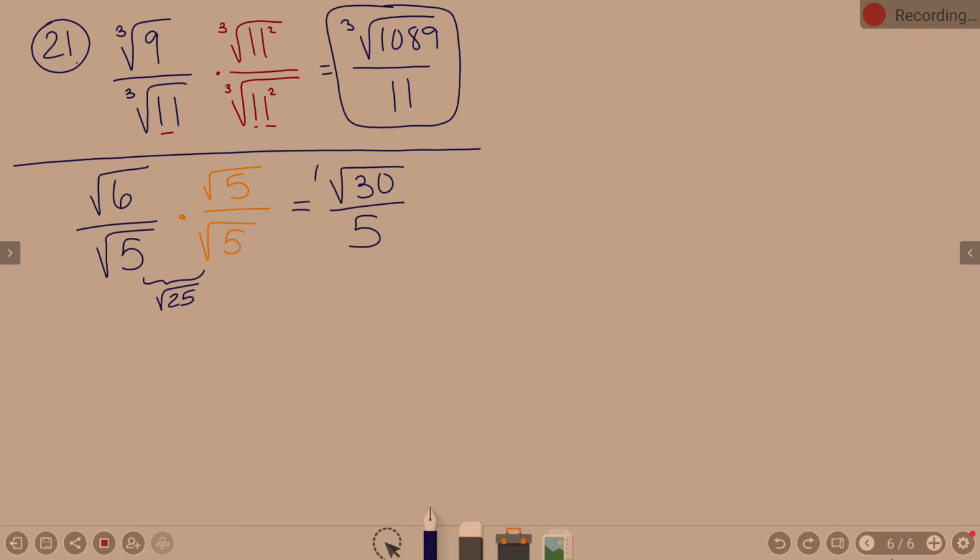Okay? This was basically doing 22 without all the variables. And this is a good example to be able to do just the basics up here. Okay, because this is just a basic rationalize the denominator.